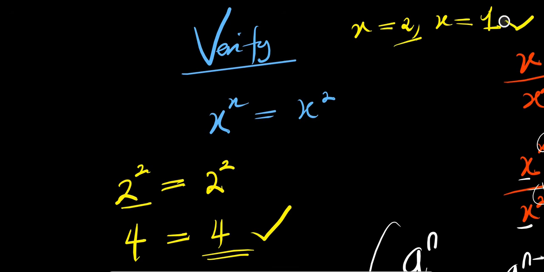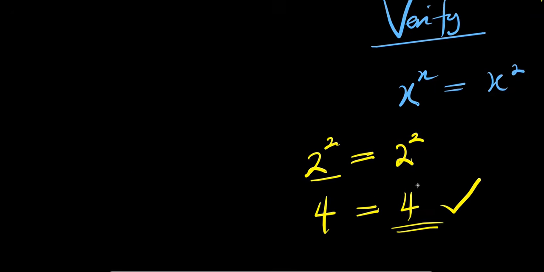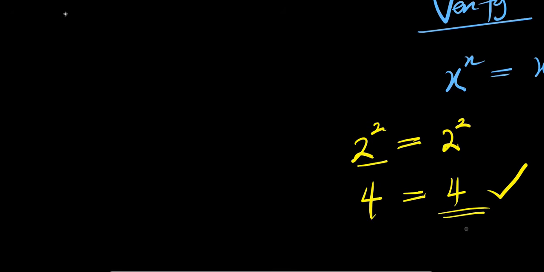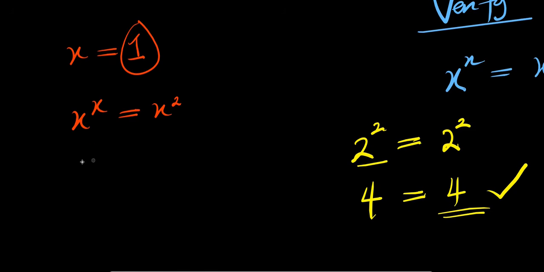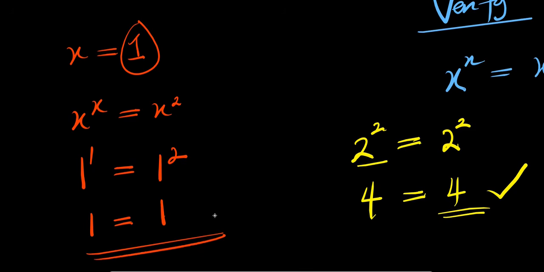Now let's consider when x equals 1. When x equals 1, I'll have x power x equals x power 2, and my x is 1. I have 1 power 1 equals 1 power 2. And 1 to the power of 1 is 1, equals 1 to the power of 2, which is 1. So this also has satisfied the equation.